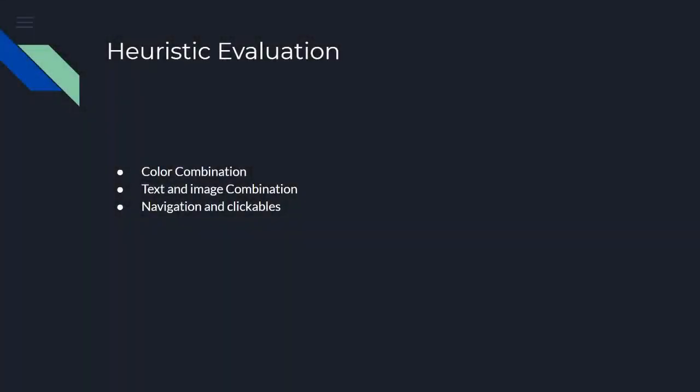Heuristic evaluation was then used to review the UI design. We consulted another project group for the heuristic evaluation. They gave us feedback based on color combination, text and image combination, navigation and clickables. Through their feedback, we further improved our design and created a minimum viable product.